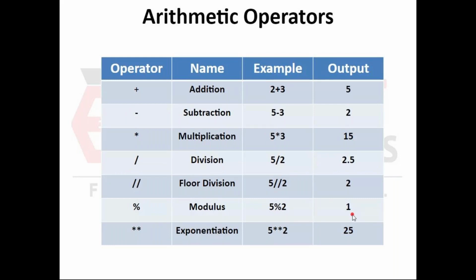And if you want to perform a square or power operation, this is called the exponentiation operator, double star. It will be like 5 to the power of 2. If you use 5 double star 2, it will calculate 5 into 5, the square of 5. So these are the arithmetic operators.